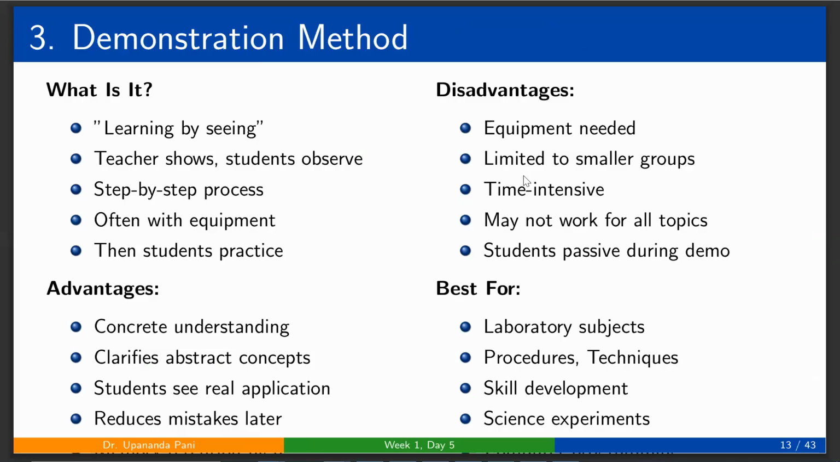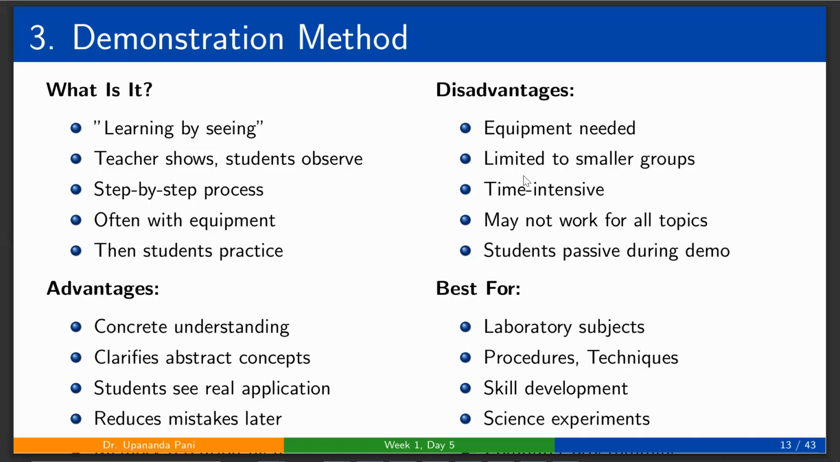Then the next method is the demonstration method. Demonstration method is basically learning by seeing. The teacher shows, students observe. It is a step-by-step process. Often the demonstration method starts with equipment. Then students practice. Disadvantages: equipment needed, limited to smaller groups, time intensive, it may not work for all topics, and students are passive during the demonstration method.